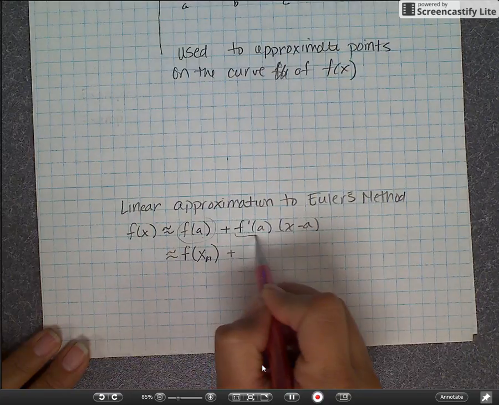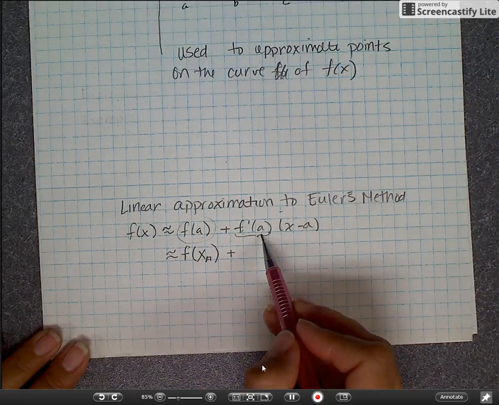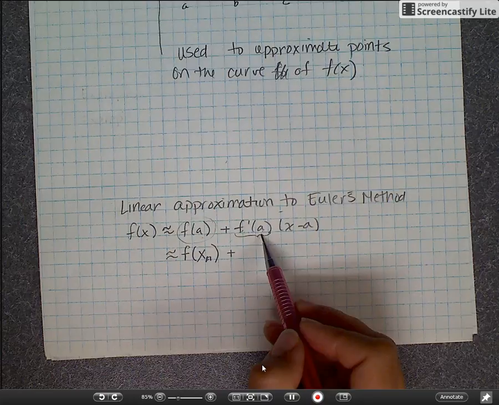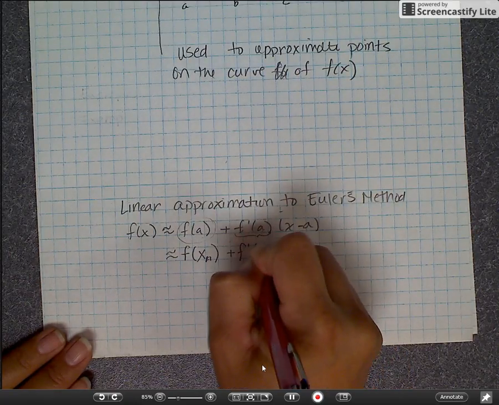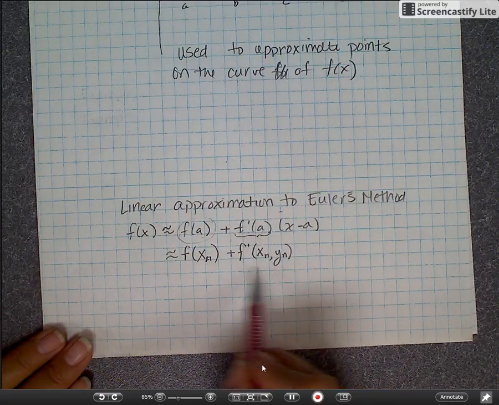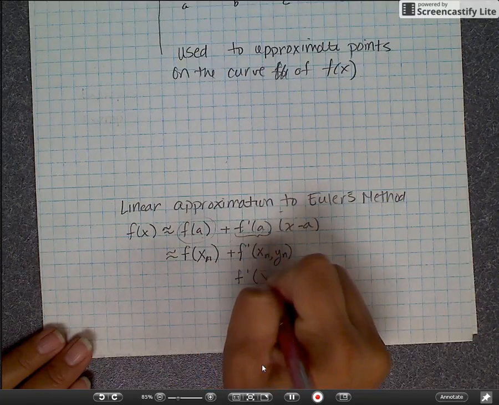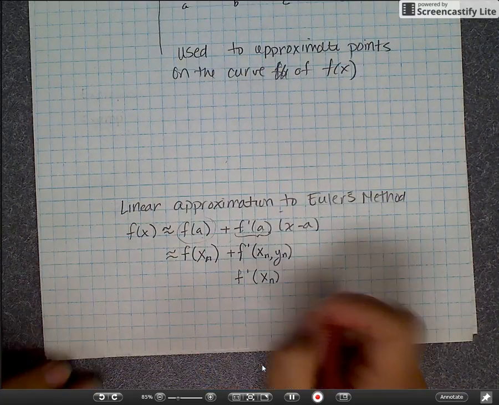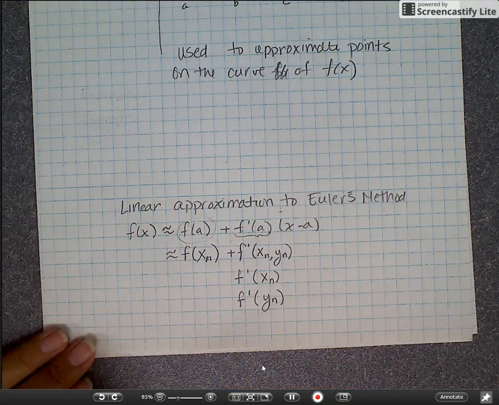Plus, now this is the derivative, and this derivative, the ones that we're used to using, are dependent on x. But now we're doing differential equations, which can also be dependent on x and y, or dependent on just x, or it can be dependent on just y. So I'm going to write this as f prime of xn, yn, a derivative that is dependent on both variables, or it could be of just x, or it could be of just y. Okay?